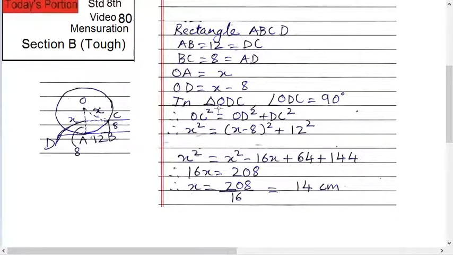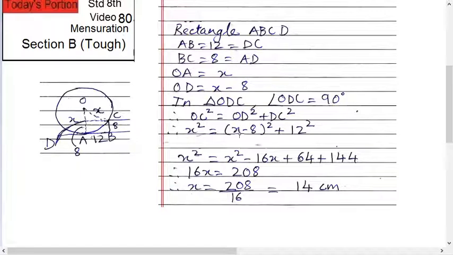Now in triangle ODC, see this, okay? Angle ODC is 90 because this is a rectangle. ABCD is a rectangle, so angle ODC is 90. Therefore OC square equals OD square plus DC square. Now what is OC? x. What is OD? x minus 8. What is DC? 12. Right?